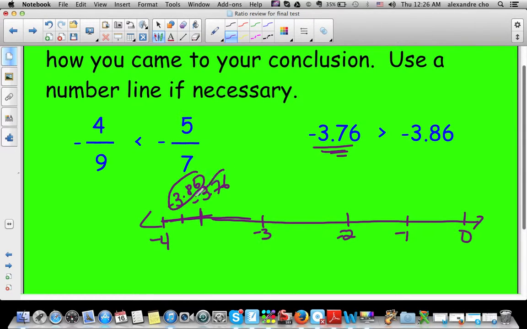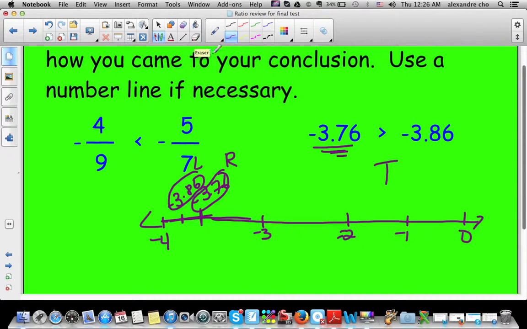Circle that guy. I'm going to circle this guy. So which of these two numbers is on the right side? This guy's on the right side. This guy is on the left side. So the number on the right will always be the bigger one. Okay? So in this case, it says that negative 3.76 is greater than negative 3.86, and that is a true statement. And I just proved it to you using a number line.